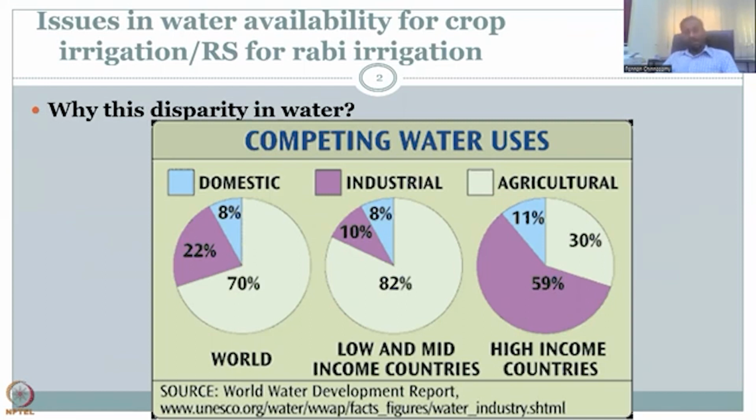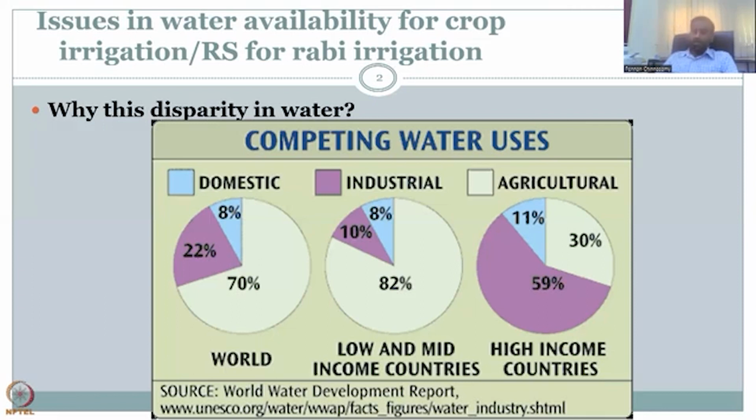There is always disparity in water across the world. Inequity is there. There is no equal distribution of water resources for livelihood options across the world. Let us take an example. In the world, 70% of the water is used for agriculture, 22% for industries, and 8% for domestic use, as per the UNESCO report, World Water Development Report under the UNESCO.